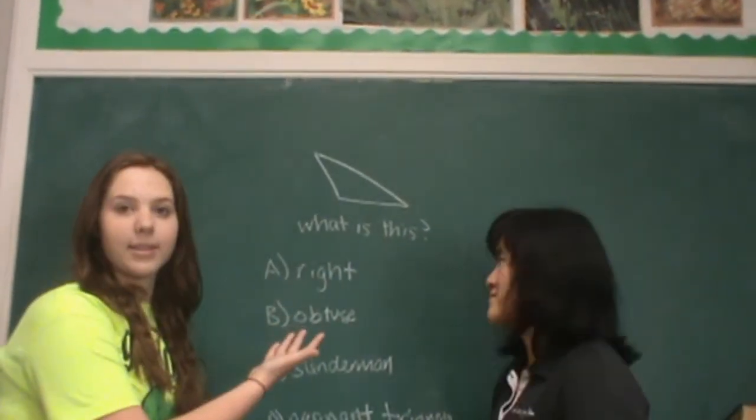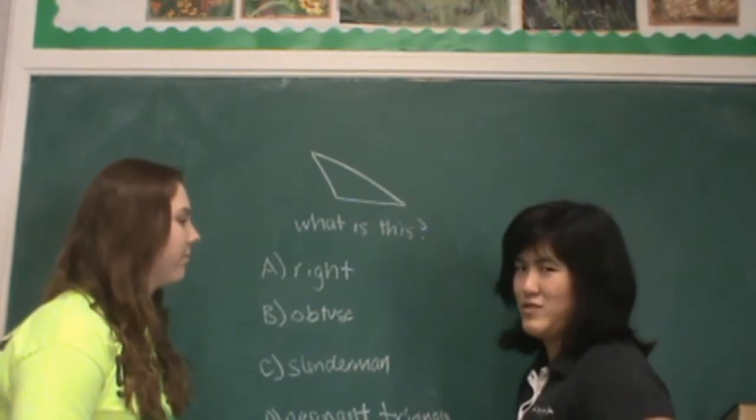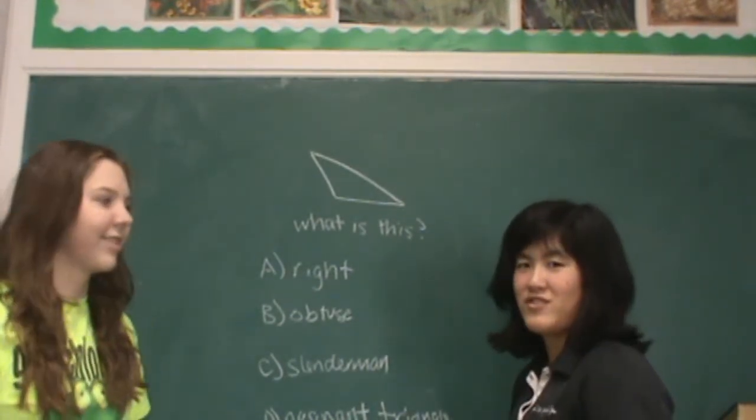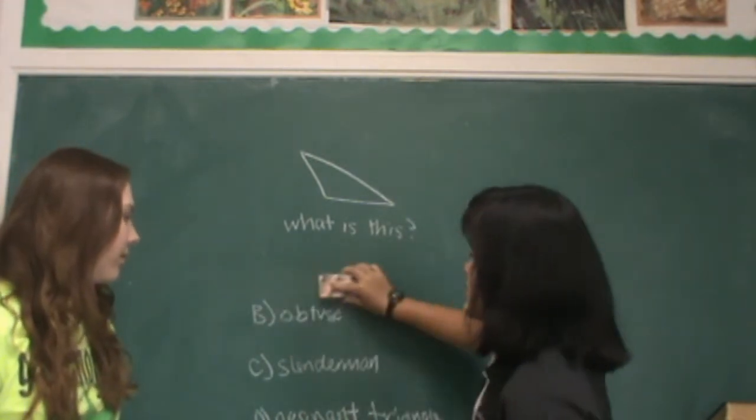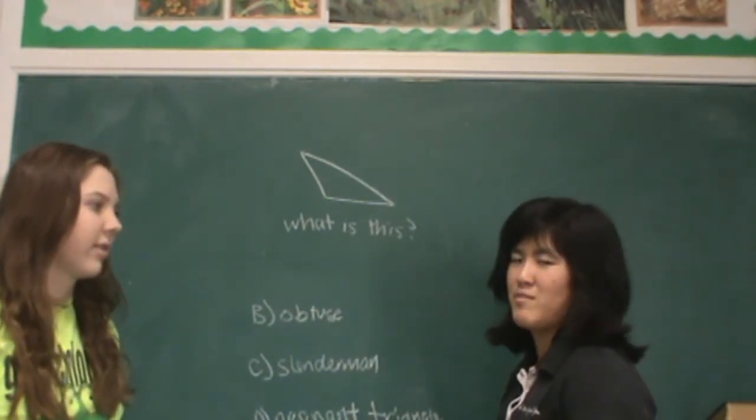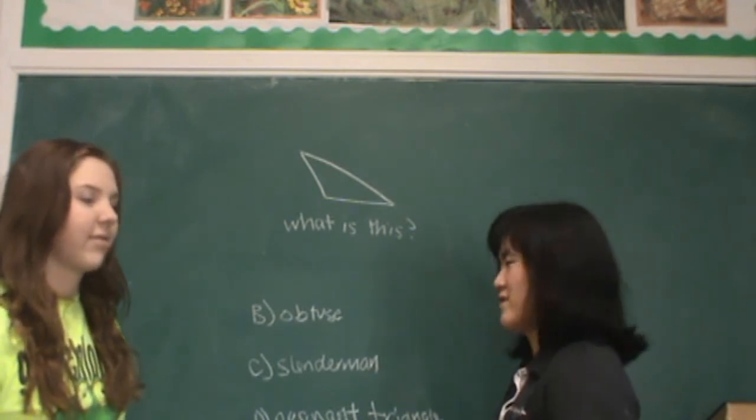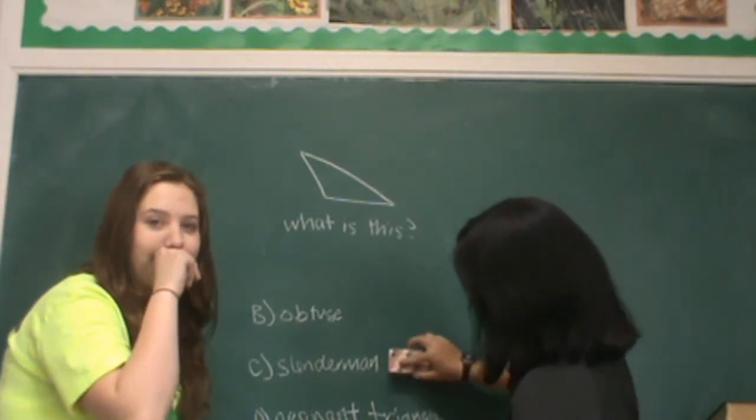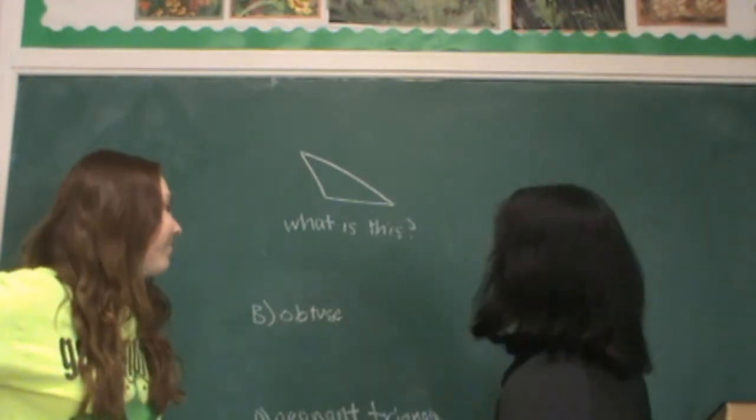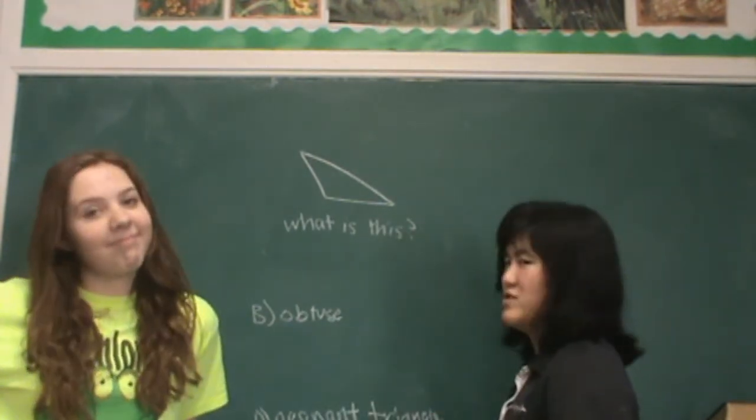Next question. What is this? Is this a right triangle? Is it an obtuse triangle? Is it a slender man? Or is it a pregnant triangle? Well, sorry to crush your dreams of becoming a mathematician, but it is not a right triangle. It's also not Slenderman.